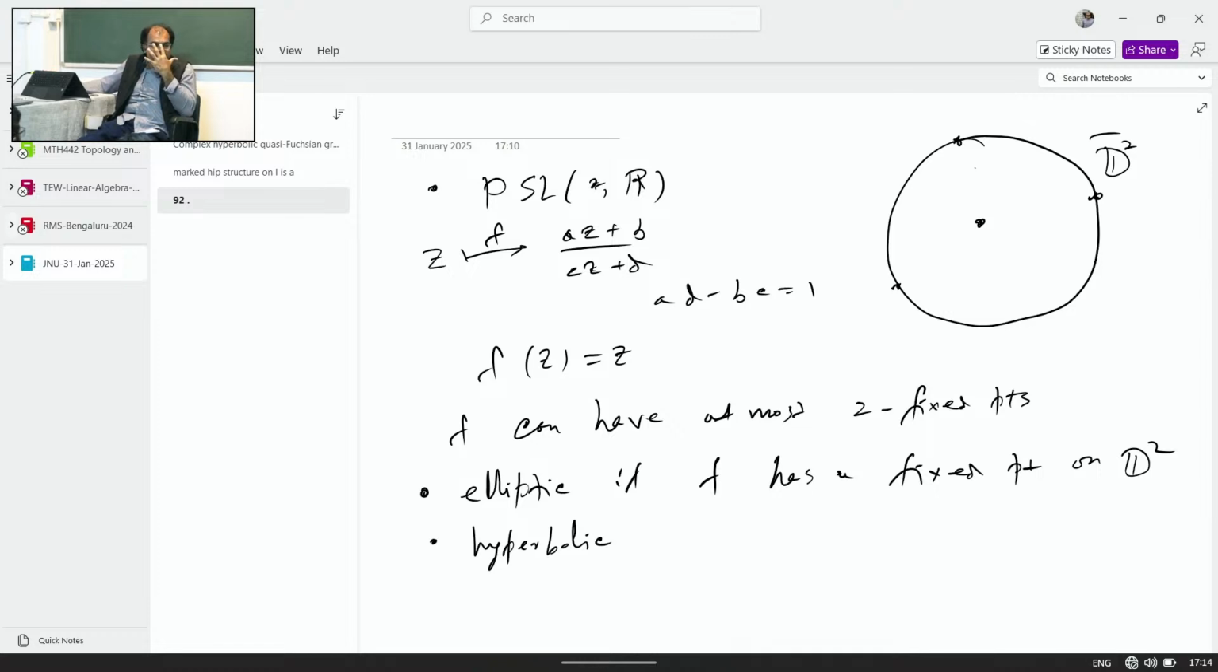You can also see it in a concrete way. Like, if it has 3 fixed points, then using cross ratio you can prove that it fixes everything. So if it is not elliptic, it can have at most 2 fixed points on the boundary. It is called hyperbolic if f has 2 fixed points on S1.